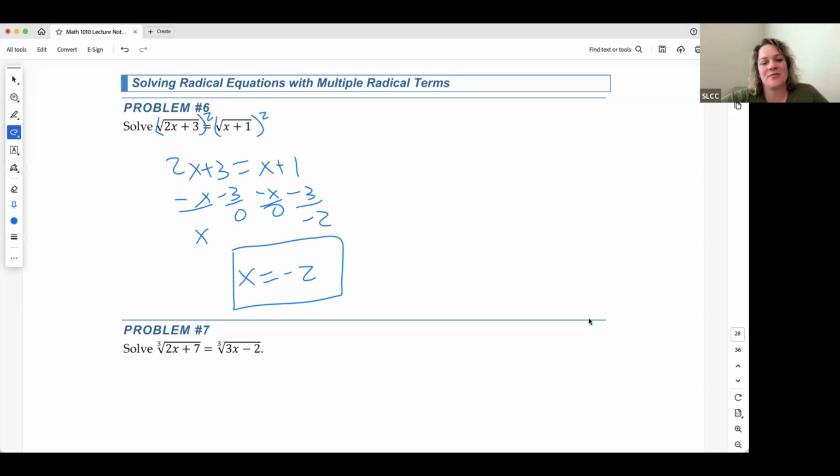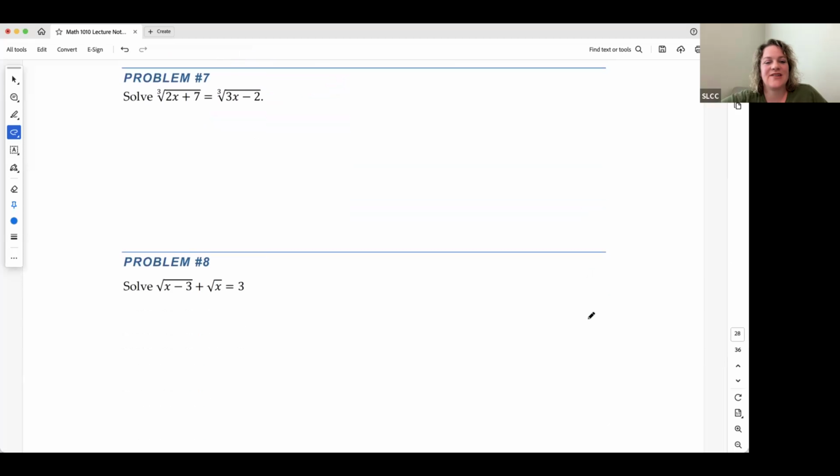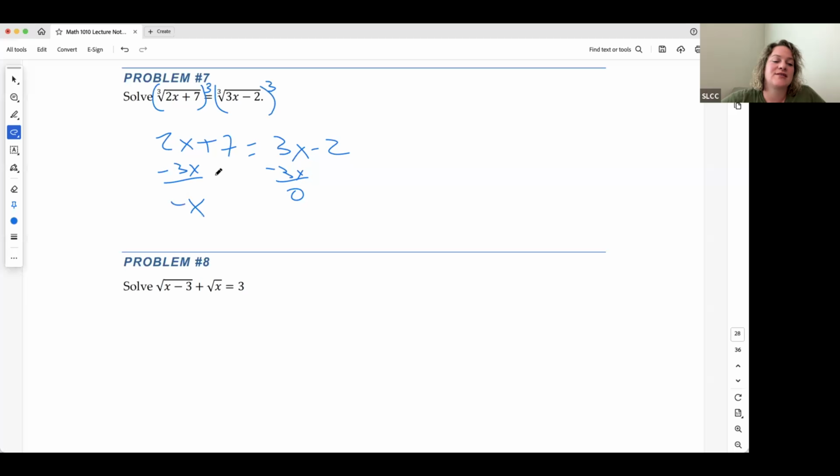Now let's look at problem number 7. First step is to isolate the radical, which there are two of them, so one on each side, that's great. Then they're both cube roots, so you cube both sides to undo those cube roots, and you get 2x plus 7 equals 3x minus 2. Then you subtract the 3x from both sides. So -x, and then you subtract the 7, letters to the left, numbers to the right. So -x equals -9, which gives me x equals 9.